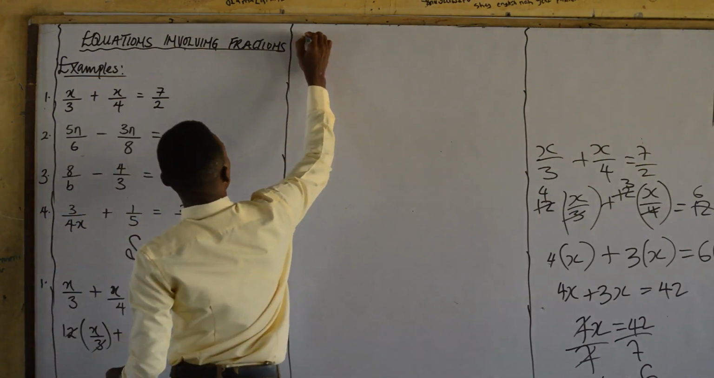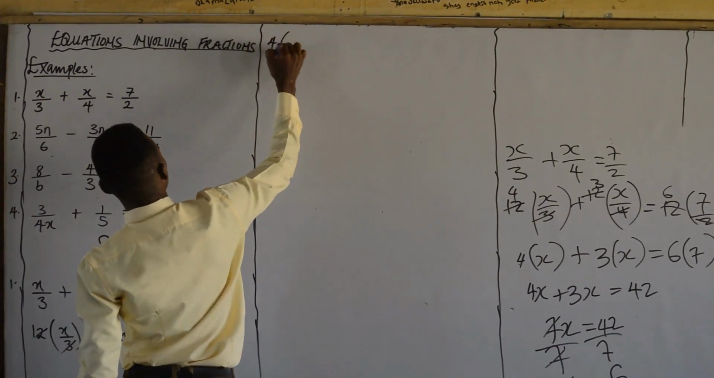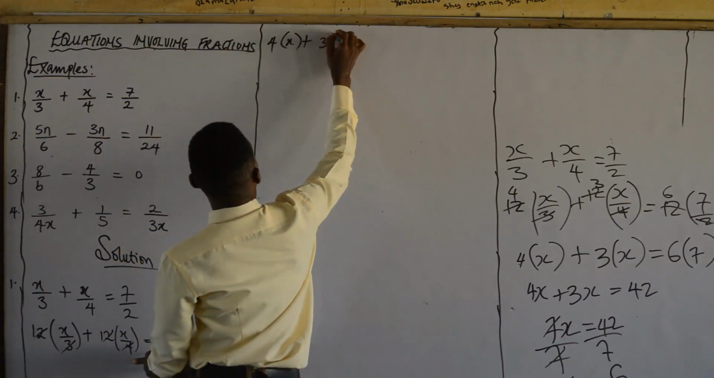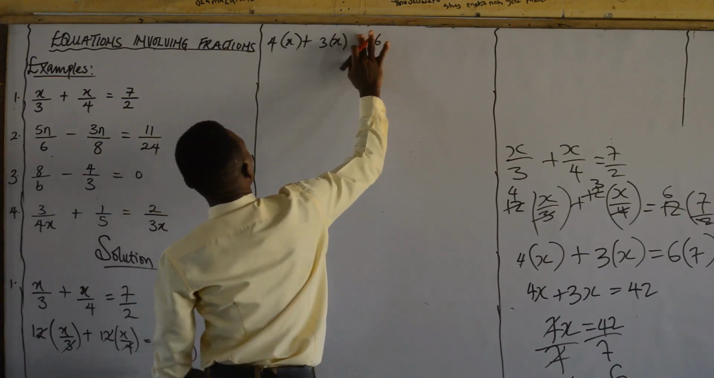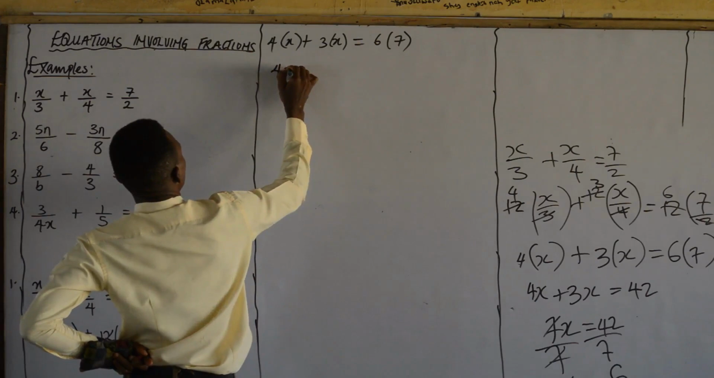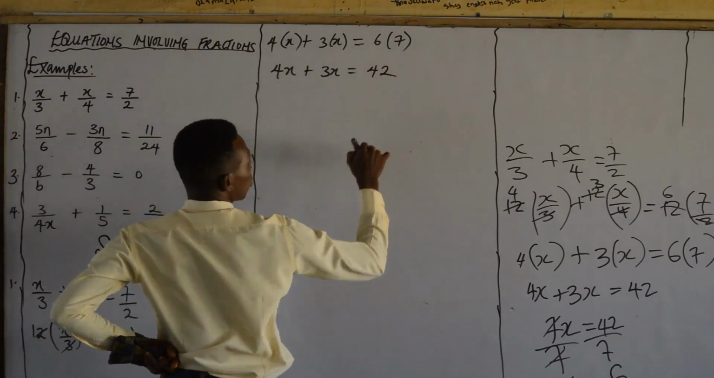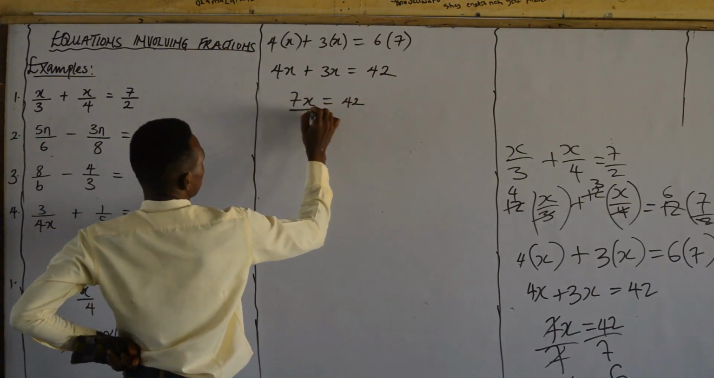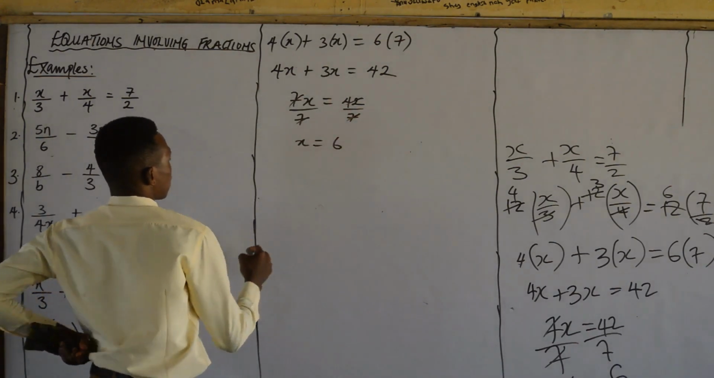here we have 3 into bracket, this is 4 into bracket x plus, this is 3 into bracket x plus 6 into bracket 7. So this gives us 4x plus 3x equals 42. So we have 7x equals 42. Divide both sides by 7. Then we have x equals 6.